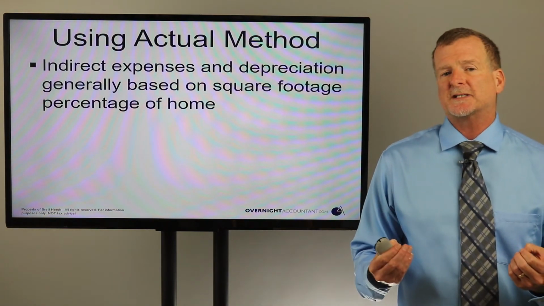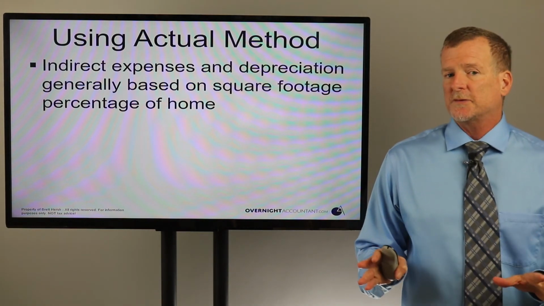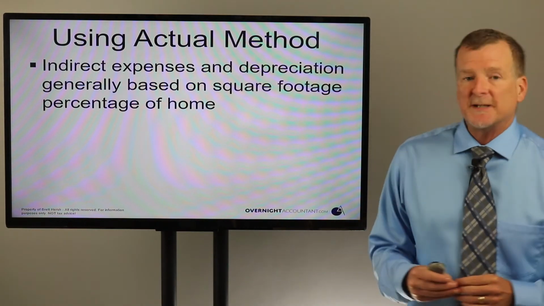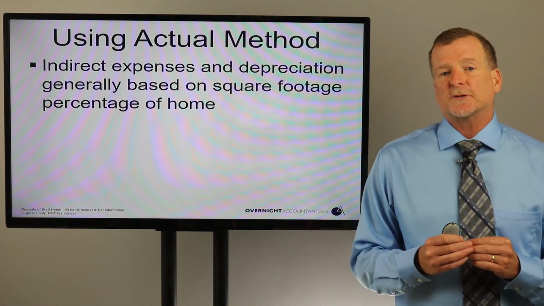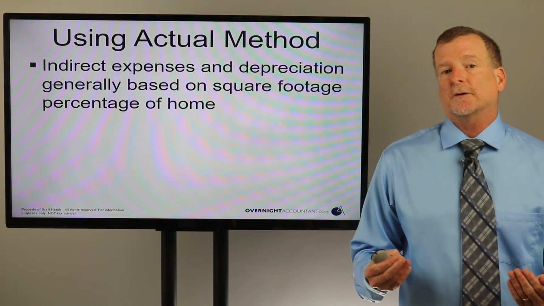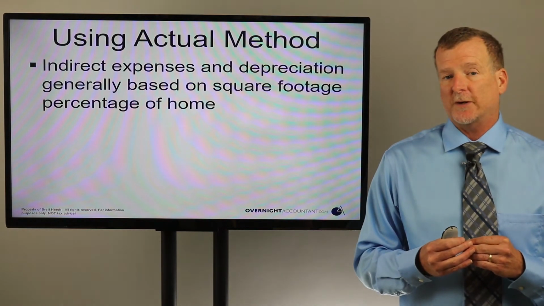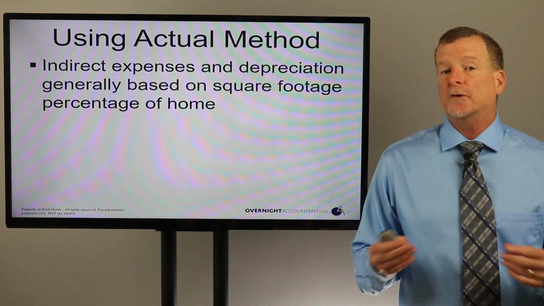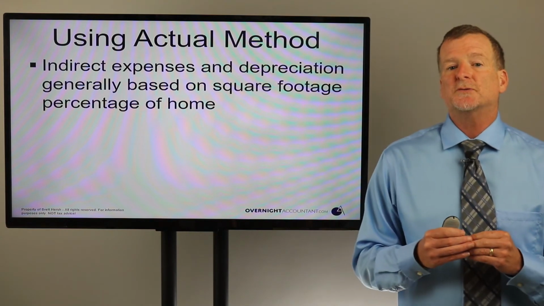We're going to discuss indirect expenses later. There's what's called indirect expenses. We're not going to get into those right now, but indirect expenses, as you'll see later, and depreciation, are generally based on the square footage percentage of your home office use. So if your home office is 10% of the total square footage of your home, that's 10% of your indirect expenses, such as electricity and utilities for the entire home, that you get to deduct.